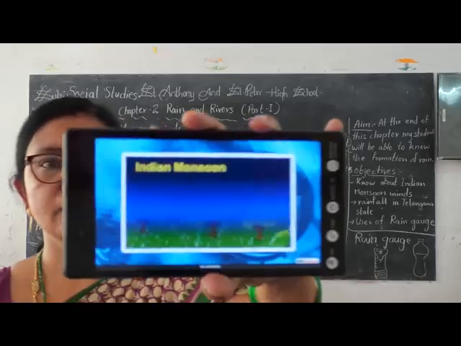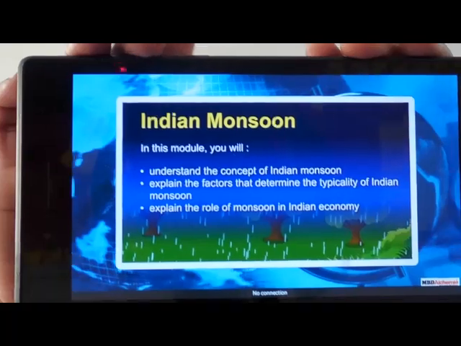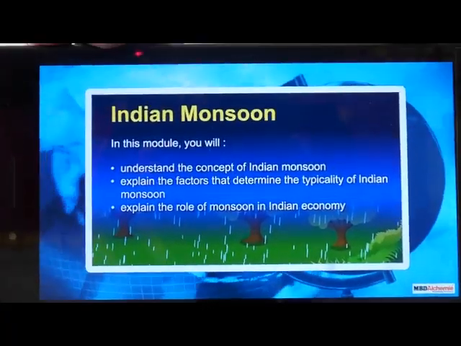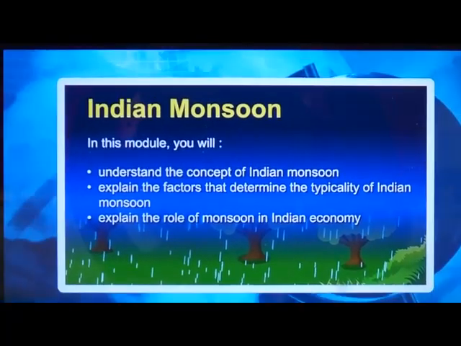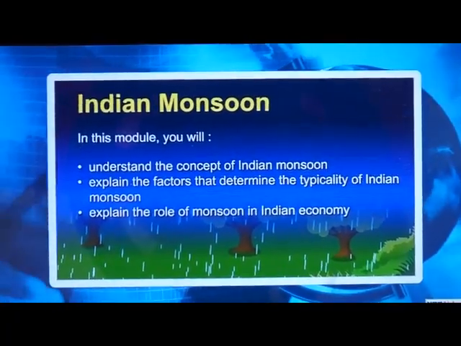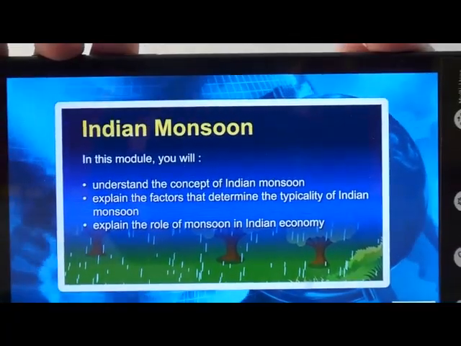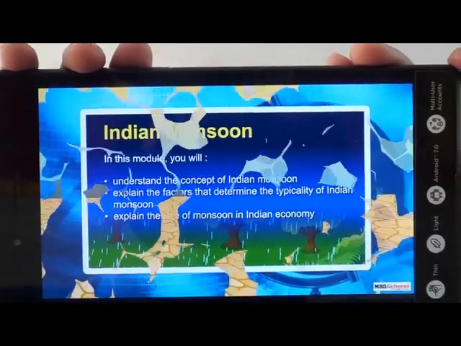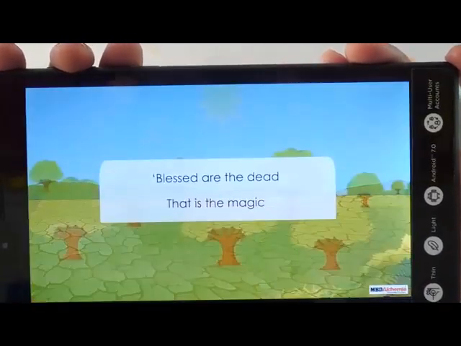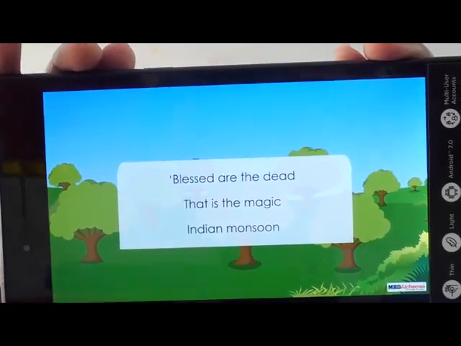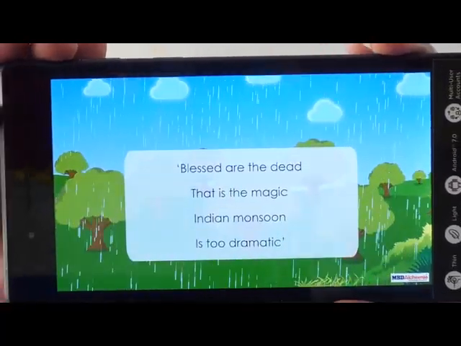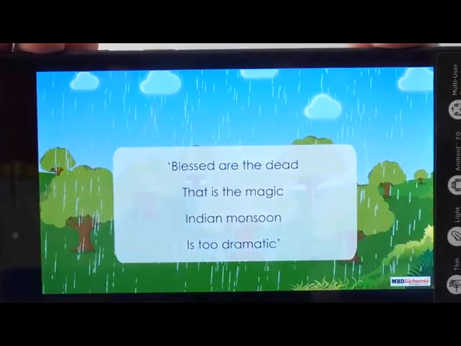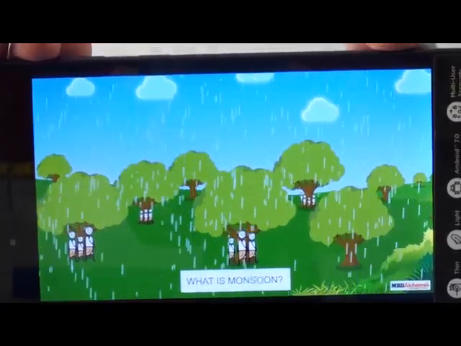In this module, you will understand the concept of Indian monsoon, explain the factors that determine the typicality of Indian monsoon, and also explain the role of monsoon in Indian economy. Monsoon, Indian monsoon. To the poets, it is magical. It is dramatic. In fact, it really is dramatic. Let us see what a monsoon is.